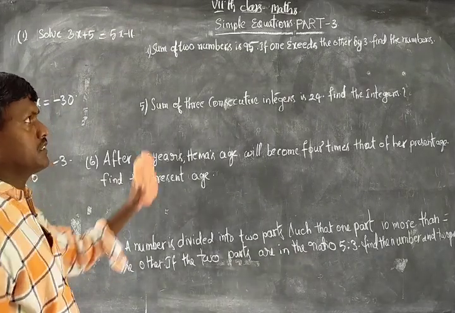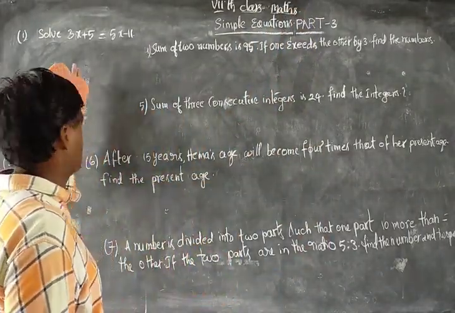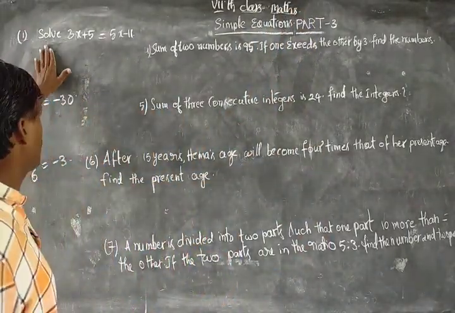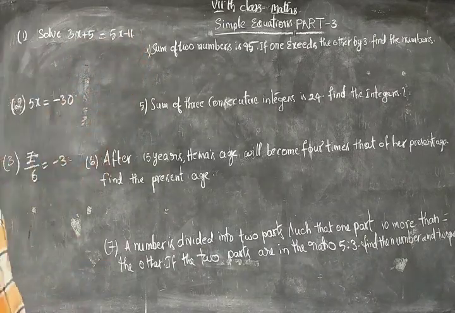Good morning children, this is the third part about simple equations. Now we are going to continue with the remaining sums. Solve 3x plus 5 equal to 5x minus 11. We'll try to do that.